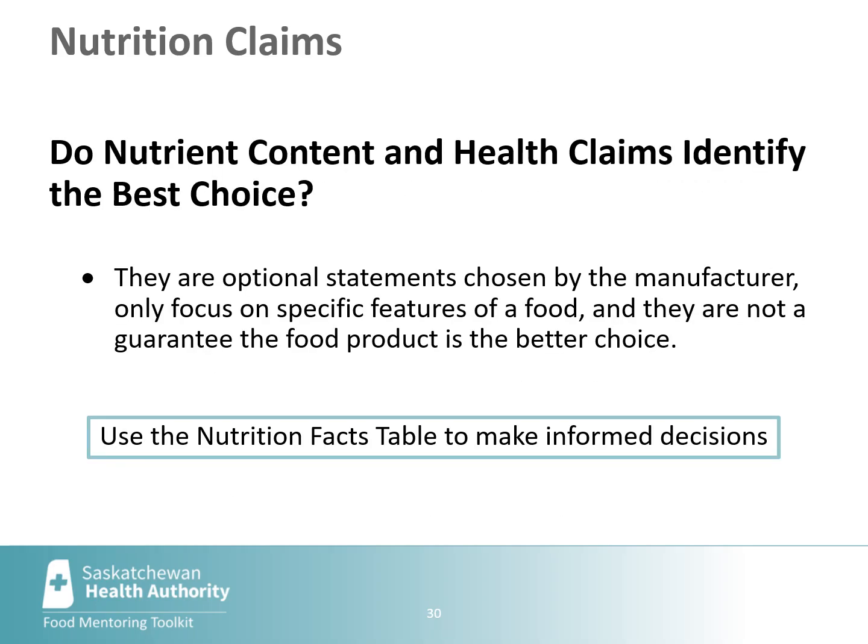Nutrient content and health claims are optional and chosen by the manufacturer to promote their products, and they only focus on specific features of a food. It is important not to rely on these claims alone when making food choices, as they do not guarantee a food product is the better choice. For example, a product may say fat free, excellent source of vitamin C, or made from whole grains, but it could still be a highly processed food. Always compare the nutrition facts table of similar products to determine the better choice.